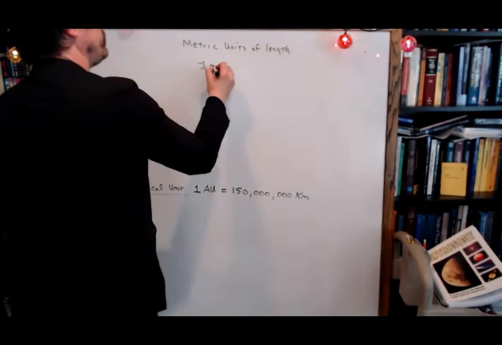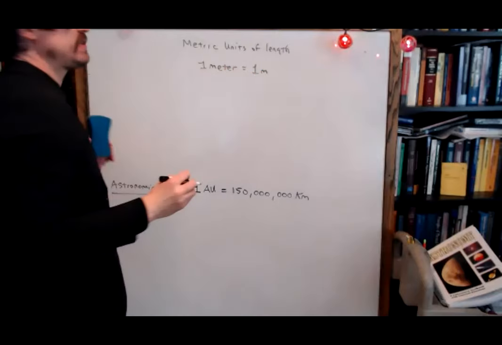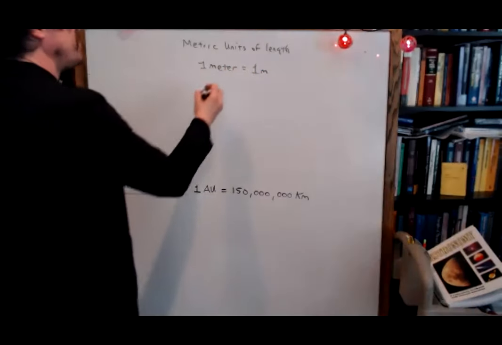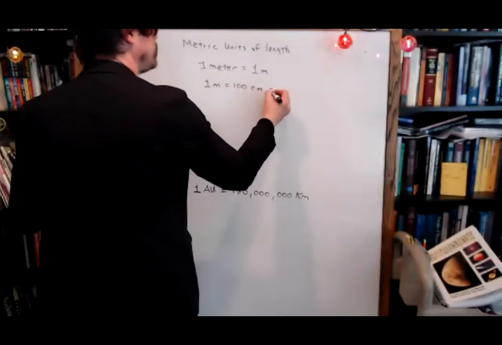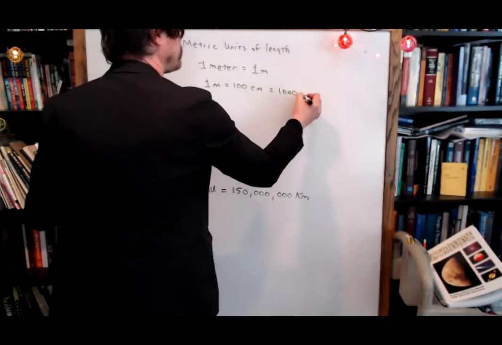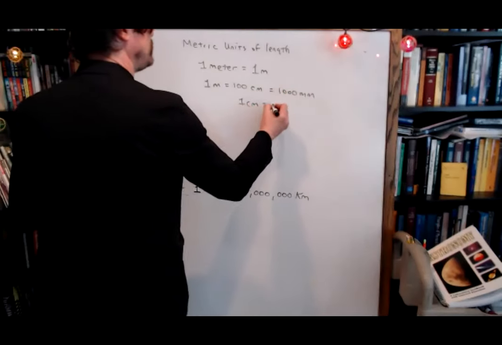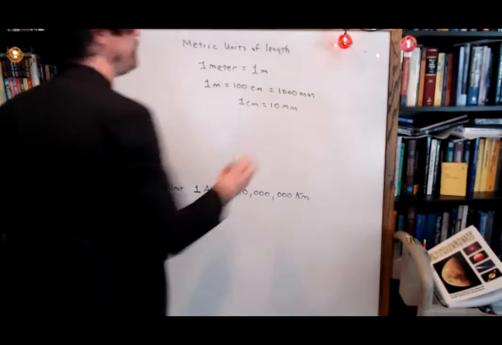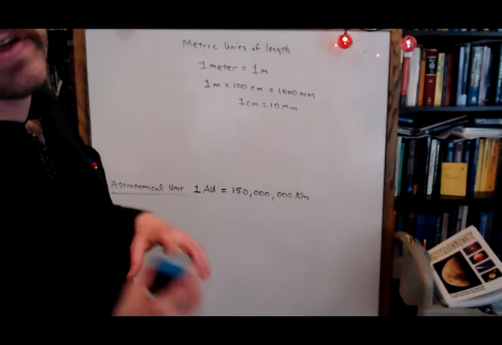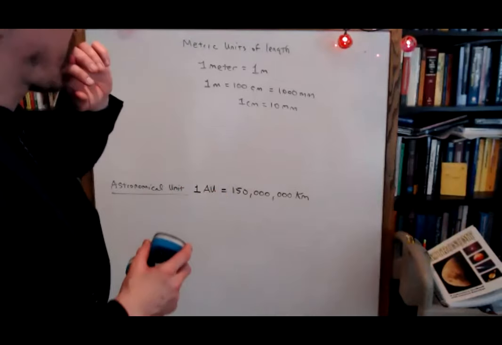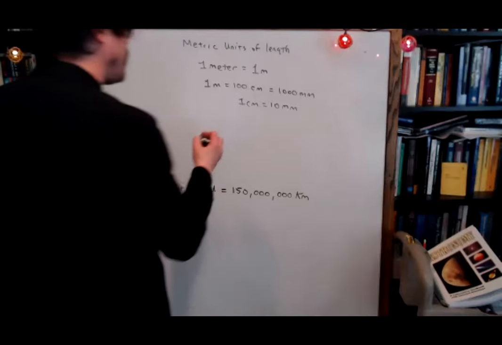We have the standard unit in the metric system, the meter. Its abbreviation is 1 m. 1 meter contains 100 centimeters or 1,000 millimeters. Note to self, that means 1 centimeter is equal to 10 millimeters. Centimeters and millimeters are used often in our labs, so that's worthwhile to talk about. Honestly, you probably ought to have known that from the get-go, but so what?